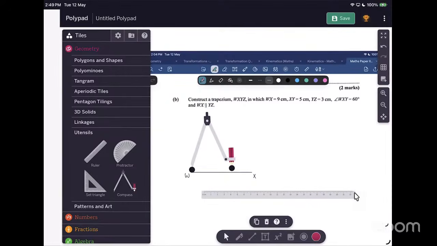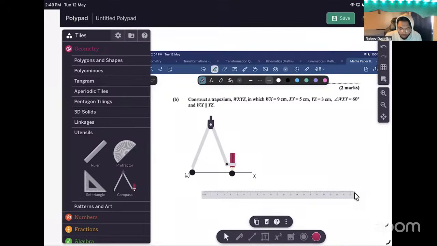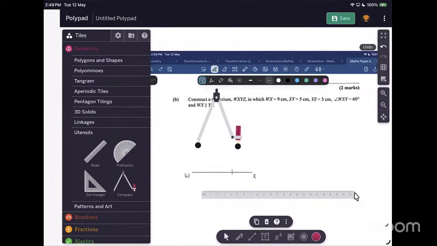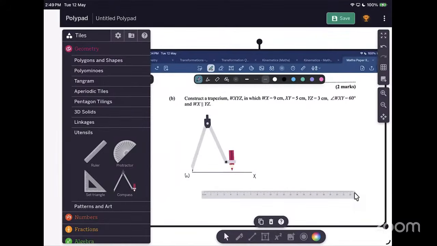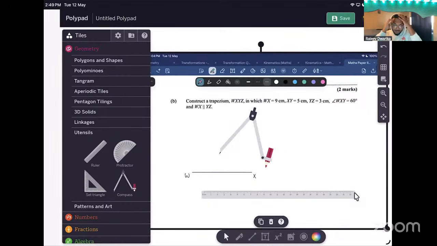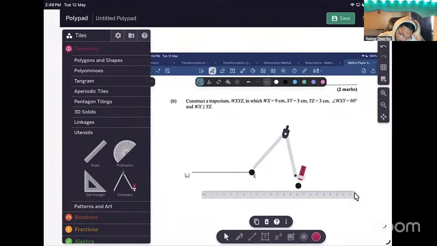Excuse me, sir. Isn't the angle at X? No. Oh yeah, that's a good point. Sorry about that. It's WXY, right? So they are saying WXY is 60. So if X is over here, are we talking about angle X? Yeah, we're talking about angle X.